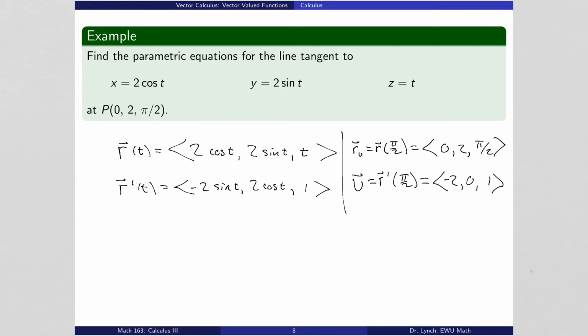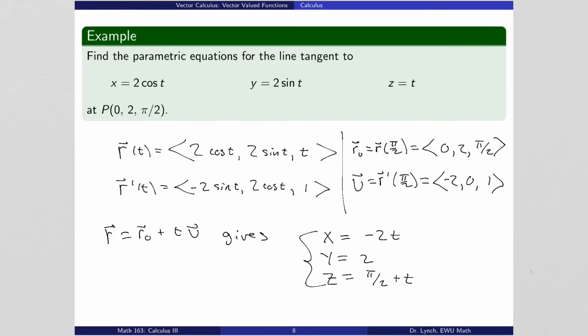So here are those, the point r naught and the direction v, and given those, we can write the equation of the line. And again, parametric equations means writing out each component individually. So x equals negative 2t, y equals 2, and z equals pi over 2 plus t.